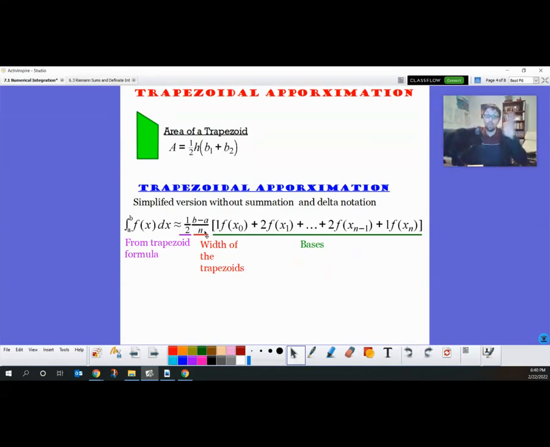That would be the width, or in this case, the height of our trapezoids, because the bases are these two up and down pieces. And that's what we're going to plug into the function. Now you can see that the first and the last ones use just one of those bases, and then the other ones have got a 2, and I don't know why that is. Let's take a look.